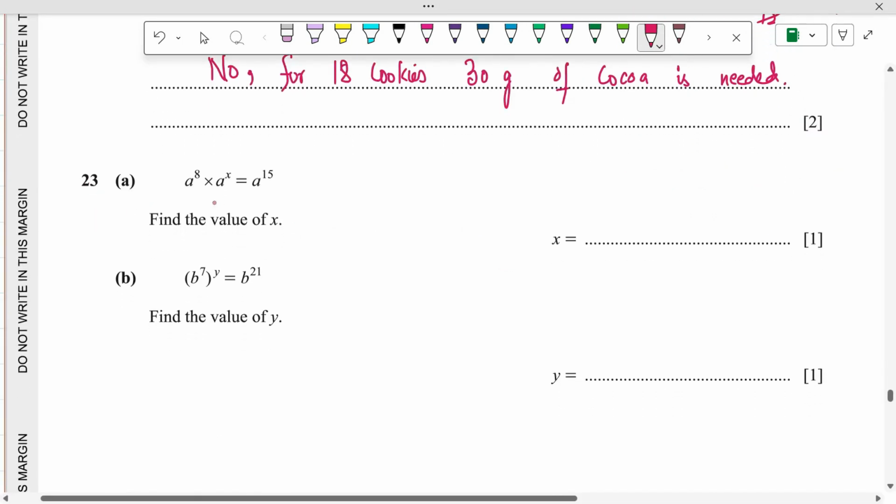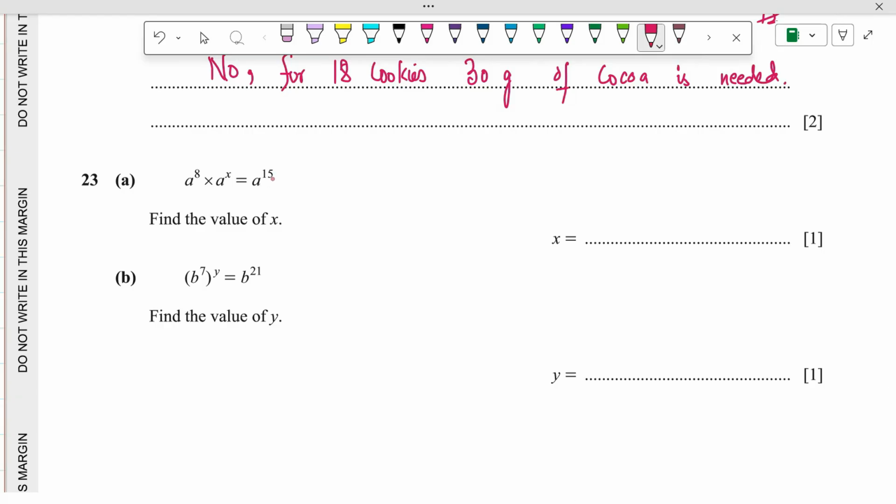Question number 23, part a. a to the power of 8 times a to the power of x is equal to a to the power of 15. Find the value of x. Okay, a to the power of 8 times a to the power of x is equal to a to the power of 15. When we have multiplication and the base is the same, the powers will be added. So a to the power of 8 plus x is equal to a to the power of 15.